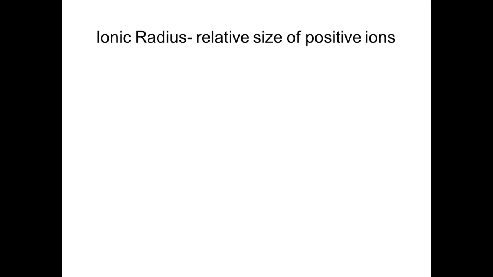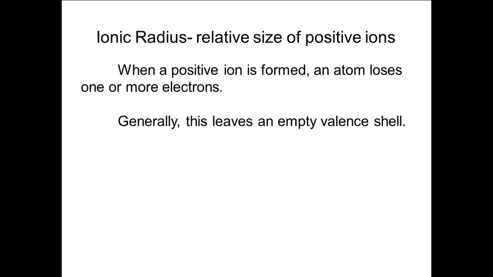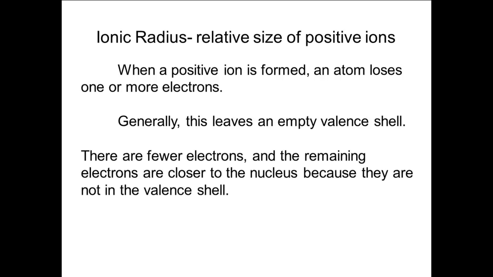Let's look at the two types of ions separately and compare each to the neutral atom. When we make a positive ion, we remove one or more electrons from the neutral atom. Most frequently, when we make a positive ion, we leave the valence shell empty. This leaves us with fewer electrons that are closer to the nucleus than the valence electrons that give us the atomic radius. This means that the positive ion will be smaller than the neutral atom.